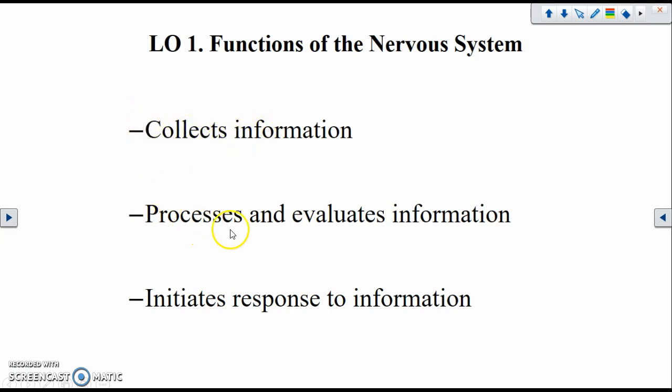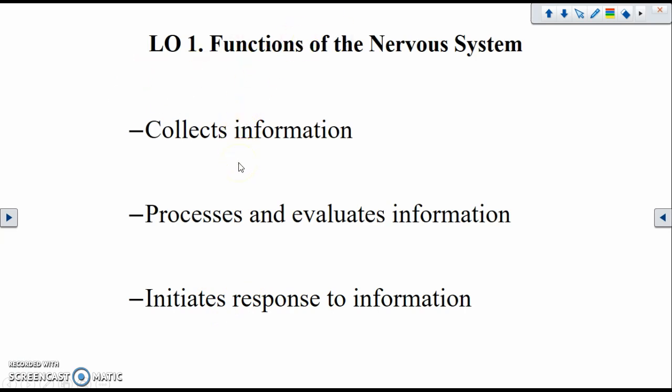So then what happens is this information goes to your brain. So this is processing and evaluating information, and it tells you this is a threat to your safety. This is a threat to your survival. So in this case, the brain itself then fires, right? So then, voluntarily speaking, your brain starts the process of initiating a motor response, in this case running away from this oncoming vehicle. So this is again the three main functions of the nervous system.